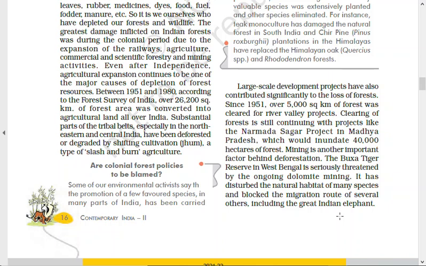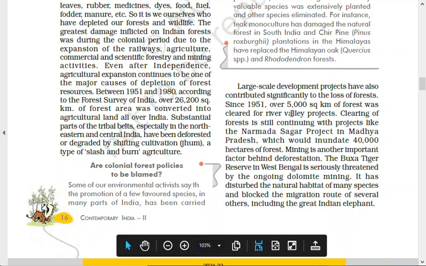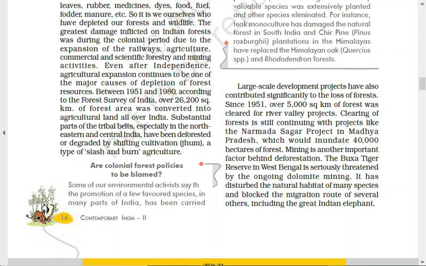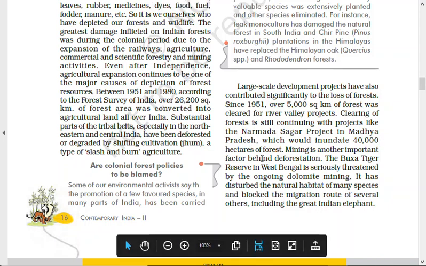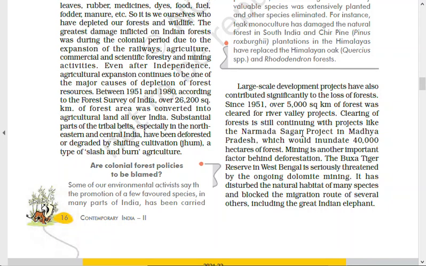Dolomite is used as a source of magnesium metal, and of course magnesia, which is a constituent of refractory bricks. So magnesium we extract from there, and you know the importance of magnesium in industries. Because of that, Buxar Tiger Reserve is in danger. So remember this here. What is the name of the tiger reserve in West Bengal? That is Buxar, right? Why is Buxar Tiger Reserve under threat? Because of the dolomite mining.